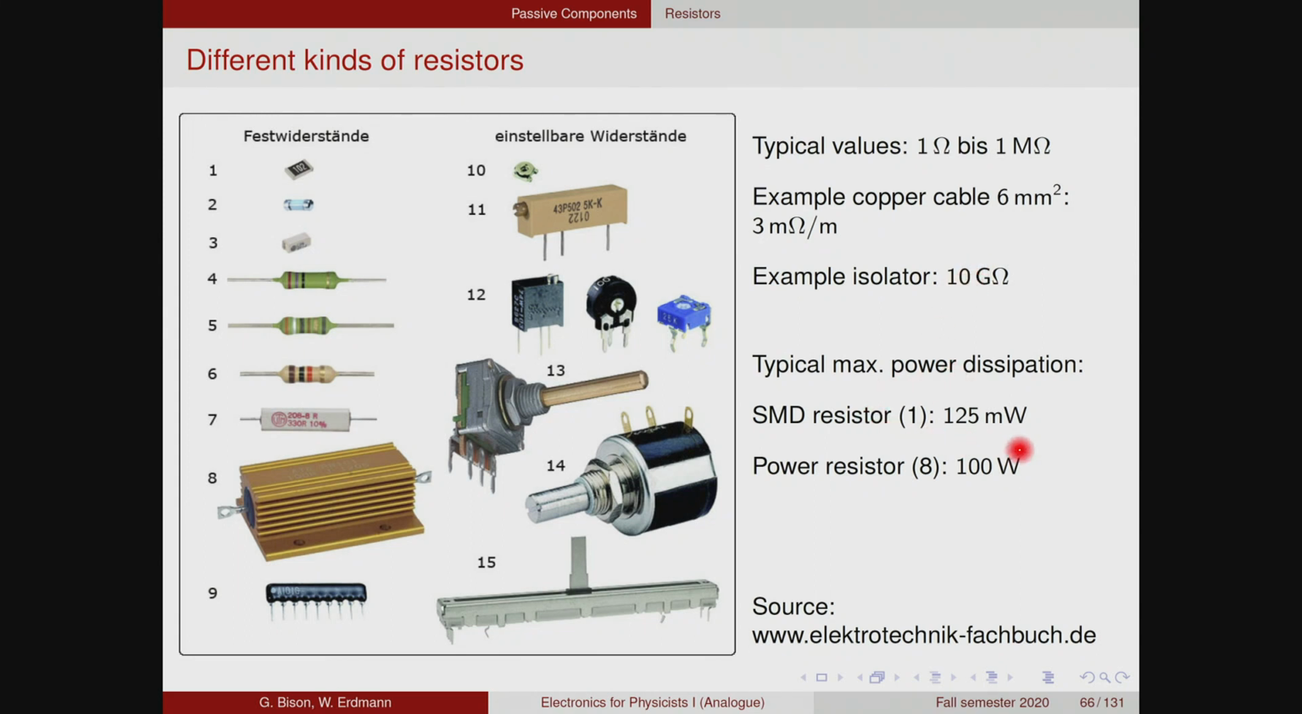Power dissipation of a small resistor could be something like a quarter or an eighth of a watt. So this would be resistors that look like that. And power resistors, like those ones, they come easily up to 100 watts. And of course, you can also buy really, really big ones that go to thousands of watts.